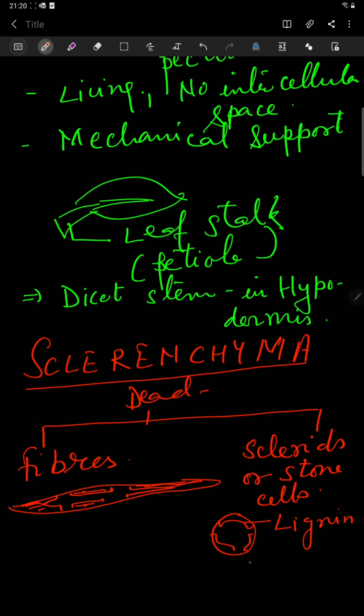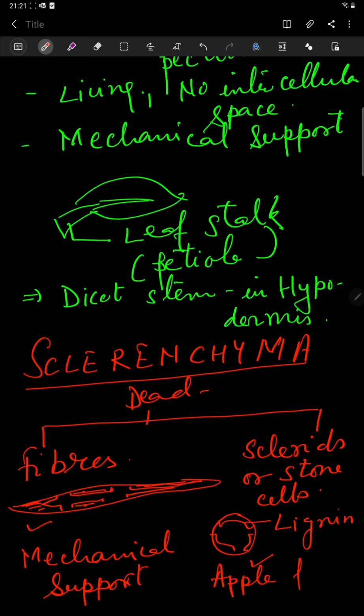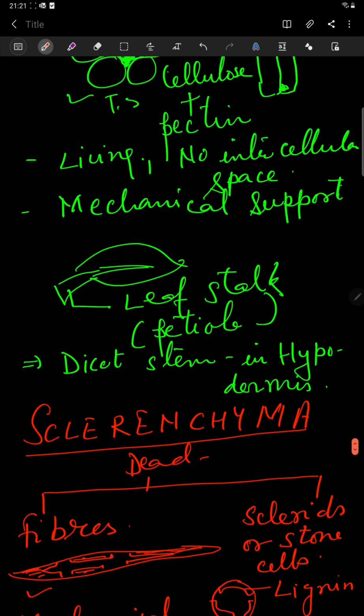This one is also dead, sclereids are also dead, fibers are also dead. They provide mechanical support. Alright, and these stone cells give gritty masses in apple and pear. The gritty feeling you get while eating both is known as gritty masses. So sclereids are there in apple and pear. There are so many examples. I have taken two from your book.